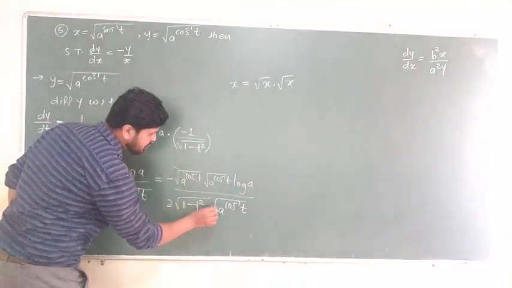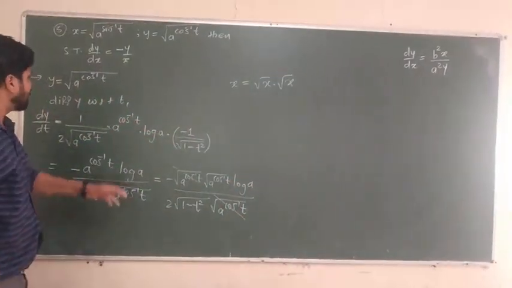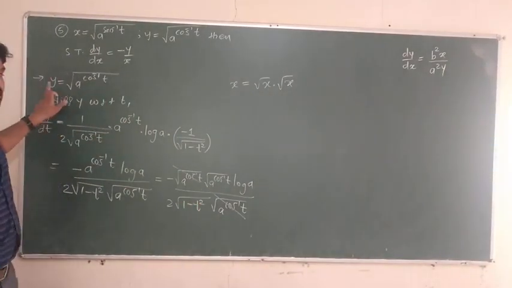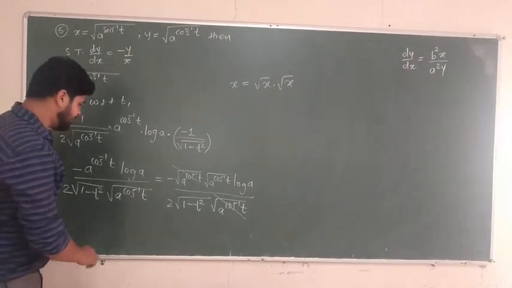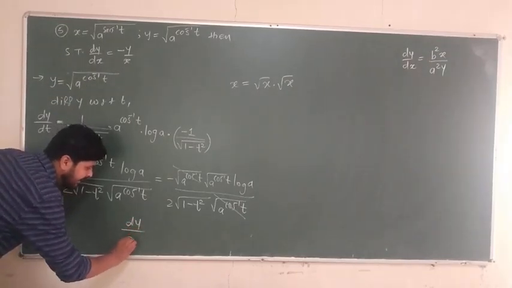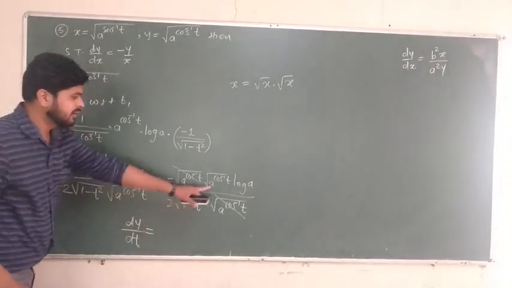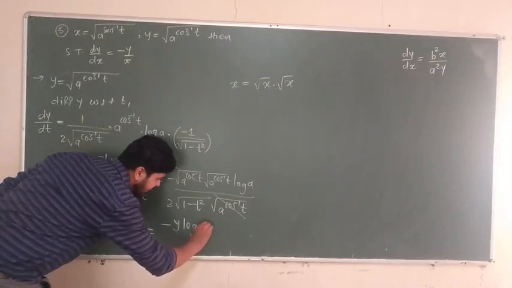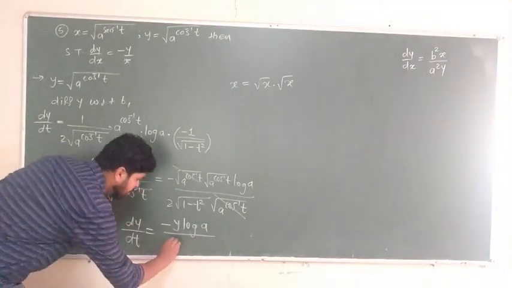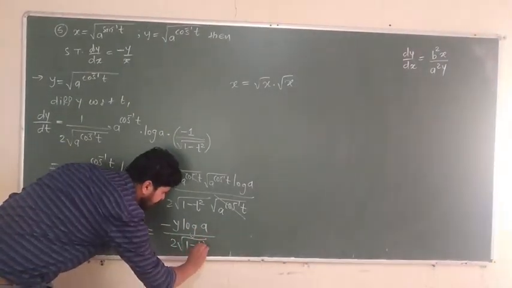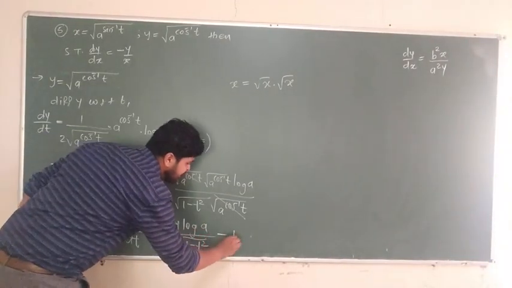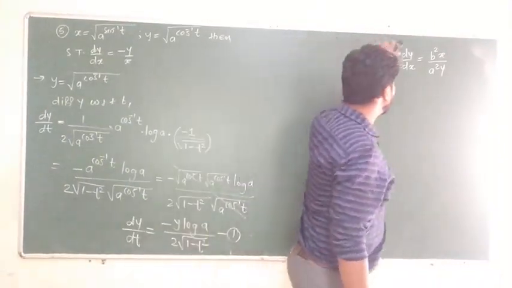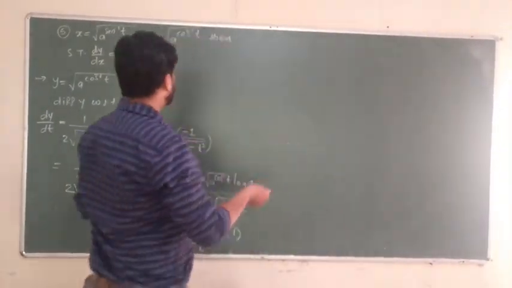So one root a raised to cos inverse t gets cancelled, and from the original equation, this root a raised to cos inverse t is the value of y. So what do we get? We get dy by dt is equal to minus y log a upon 2 root 1 minus t square. Call this equation number 1, because it is the derivative of y with respect to t. Now we find the derivative of x with respect to t.